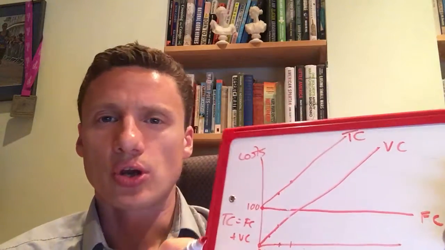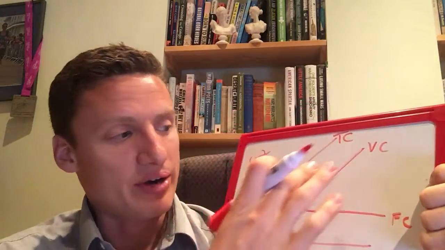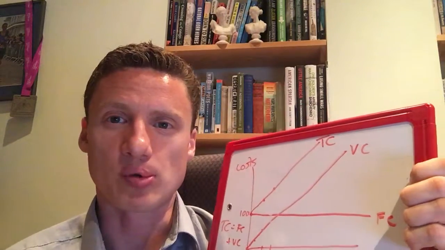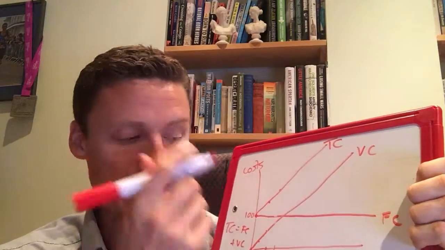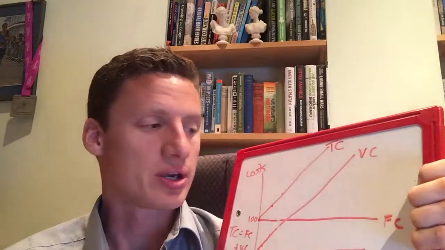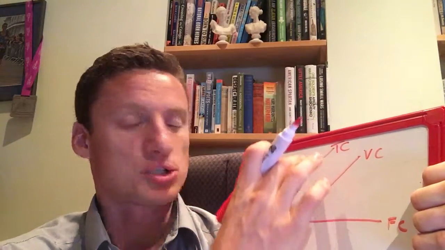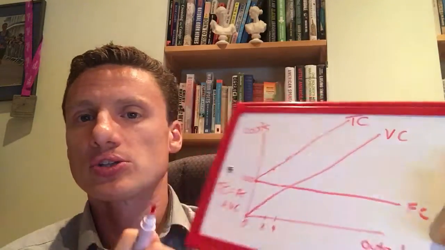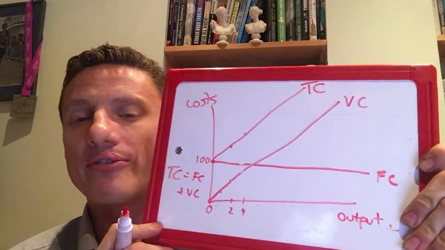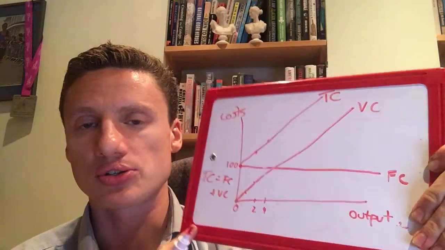Hey, look, the total cost curve is a parallel shift upwards of the variable cost curve, starting at the same point as the fixed cost. It's the same gradient, it's essentially the same line, it's just been moved upwards. So there is the graphical relationship of our cost curves.